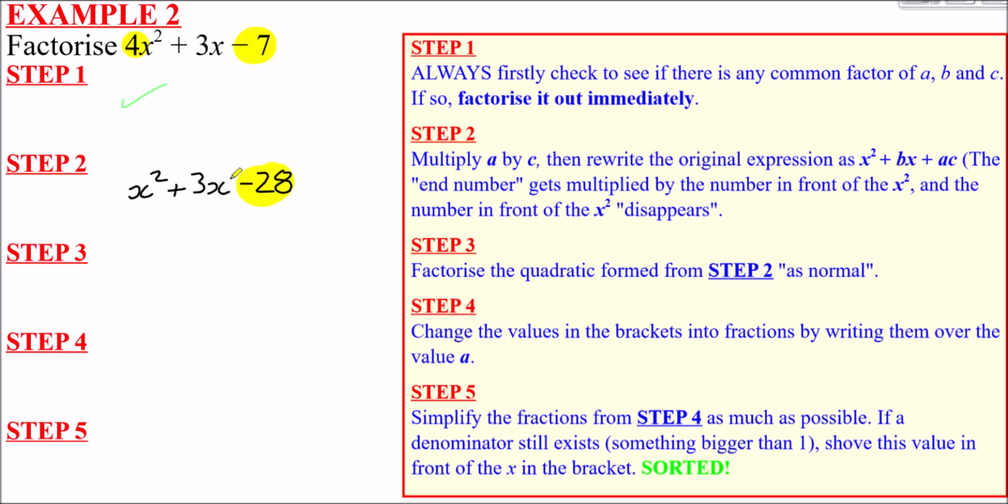Next step, factorise it as normal. Two numbers that multiply to minus 28, but if I add them together give me 3. With a bit of thinking, you should convince yourself that those two numbers are positive 7 and minus 4.